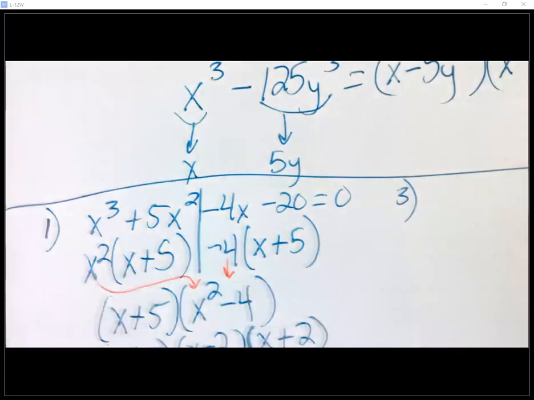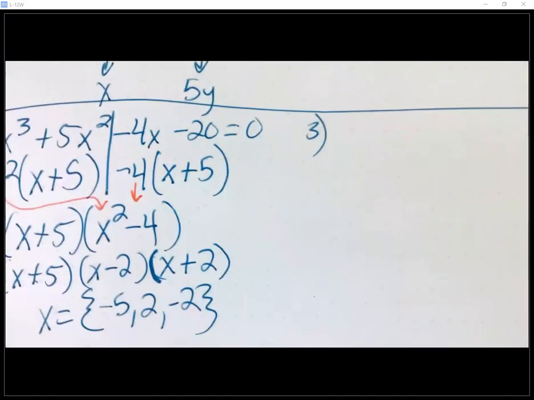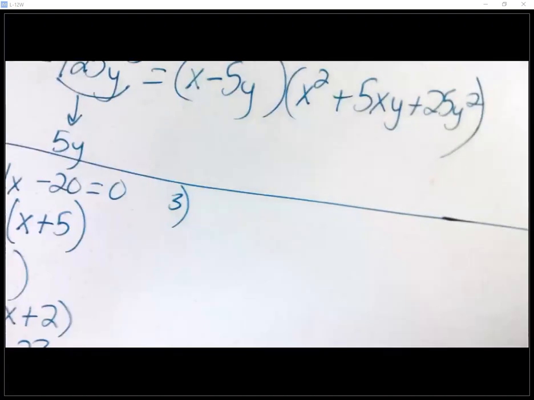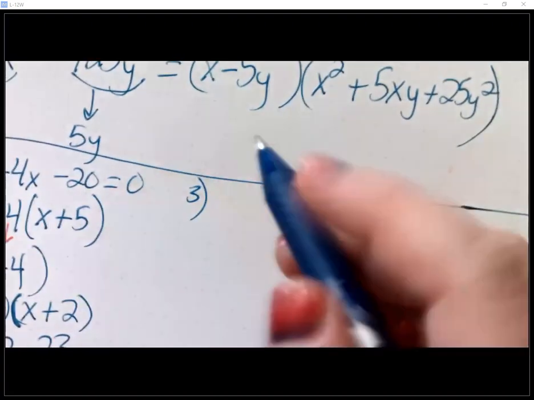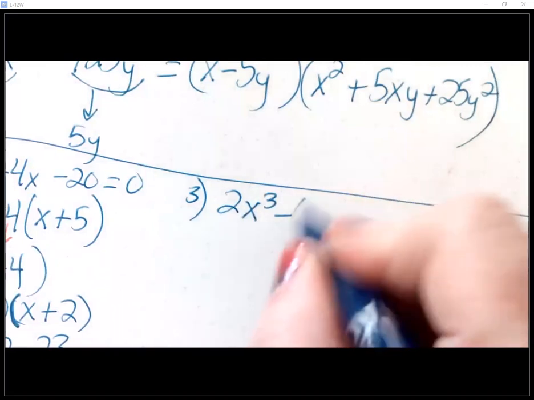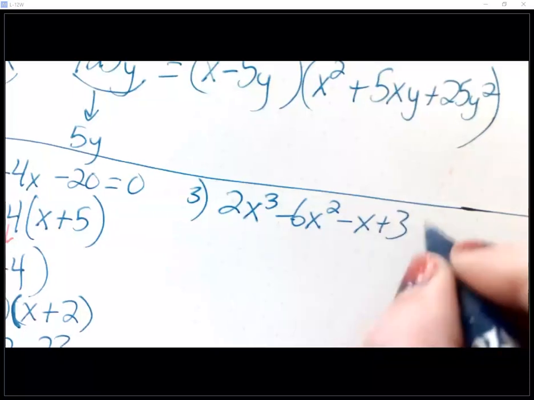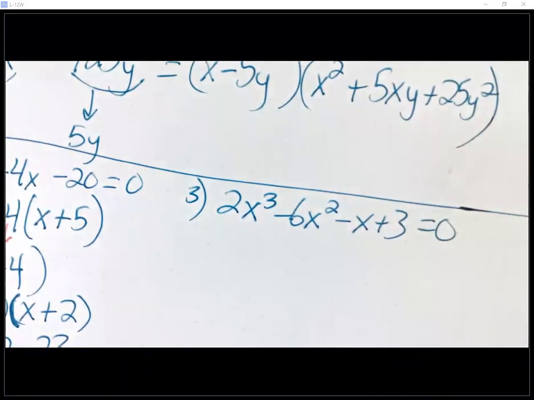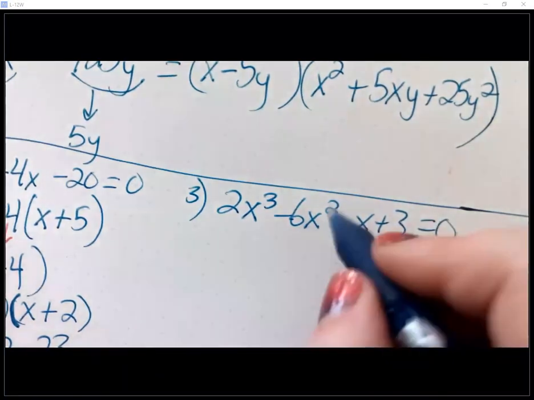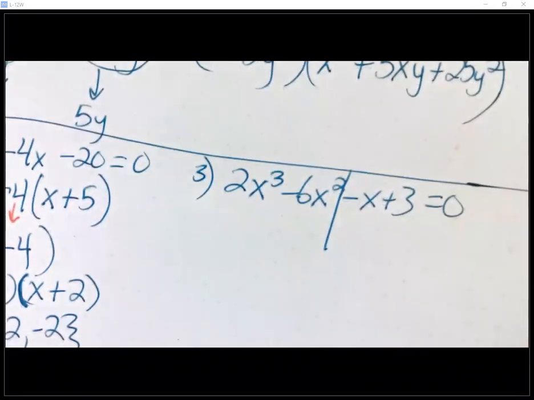Let's move this over. It's never going to be straight, whatever. All right, number 3 is 2x cubed minus 6x squared minus x plus 3. So go ahead, draw your line and see if you can factor both sides. I'll give you a minute to try it on your own and then we'll do it together.